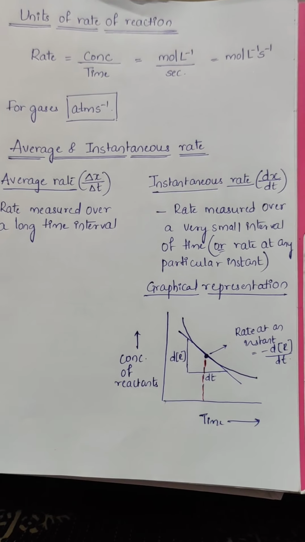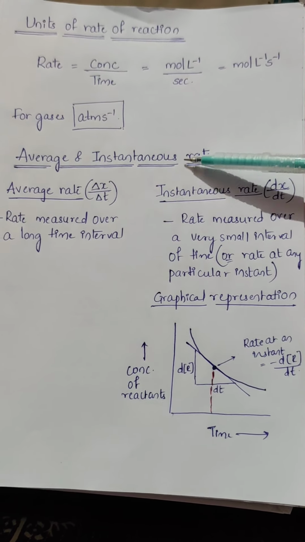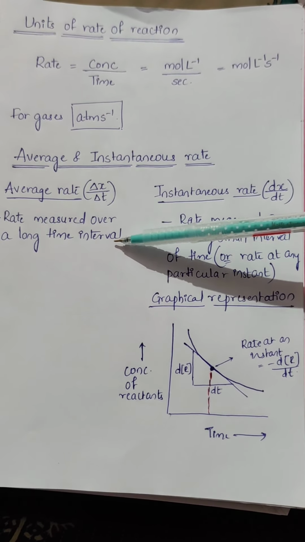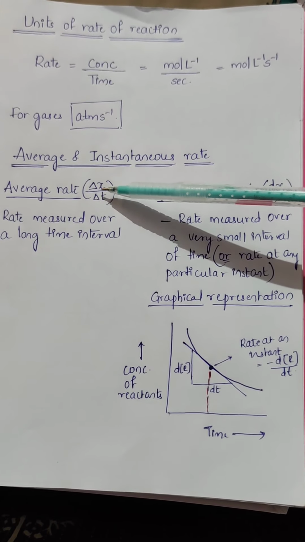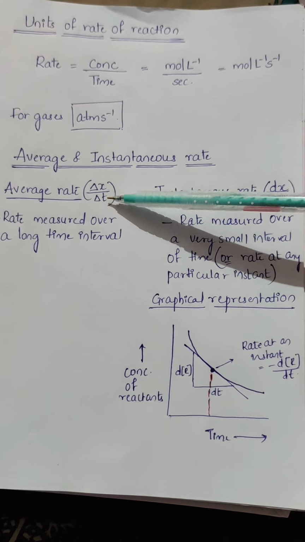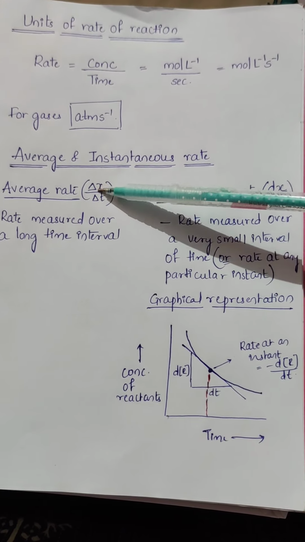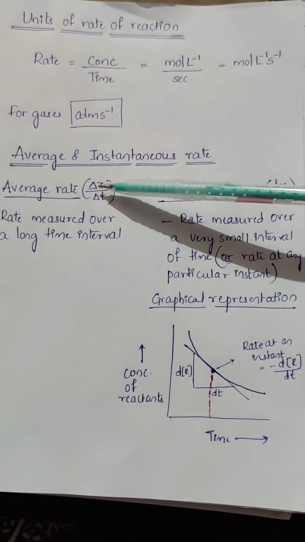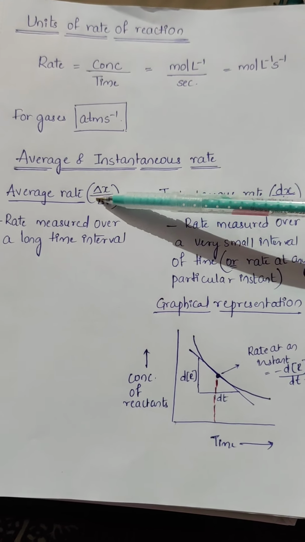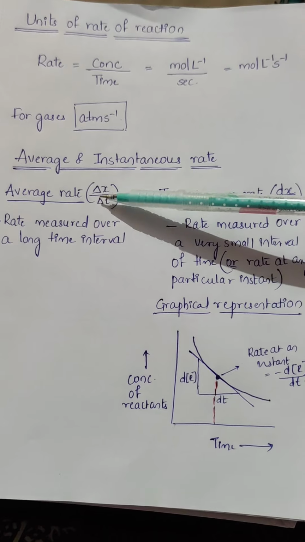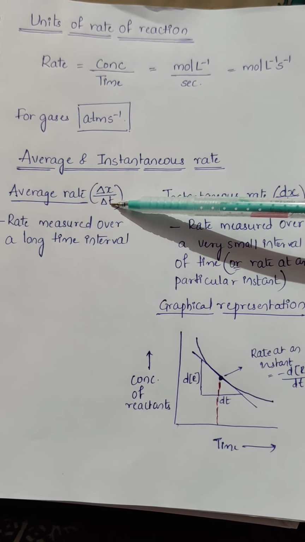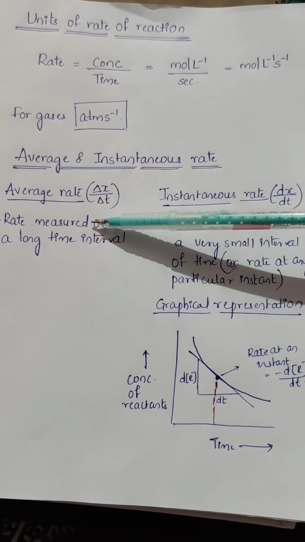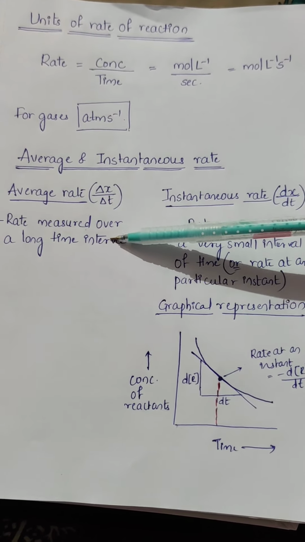So let us understand what is average and instantaneous rate. Average rate is nothing but the rate which is measured over a long time interval. Average rate is represented by delta x upon delta t, where x is the concentration of the reactant or the product. This delta refers to a large change, so delta t refers to a large interval of time. So average rate is that rate which is measured over a long time interval.